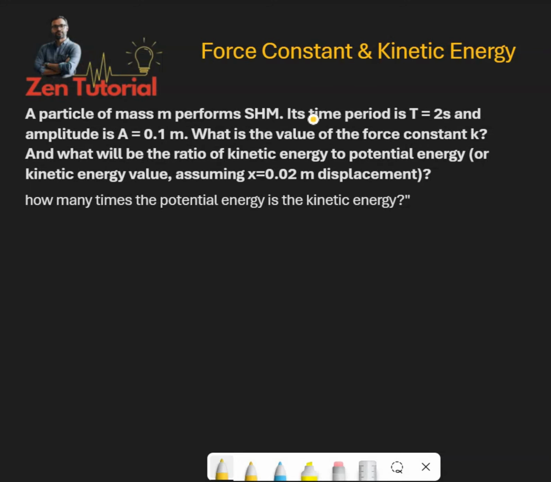From the stimulus or the theme, a particle of mass m performs simple harmonic motion. Its time period is 2 seconds. Amplitude is 0.1 meter. We have to find the value of force constant K. So this is the first question, right?